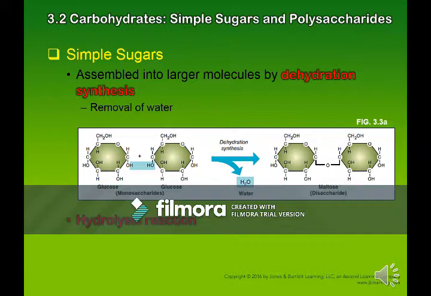To split those 2 apart, you would do a hydrolysis reaction, and so then we would take this, get water back into it, and give you 2 monosaccharides.